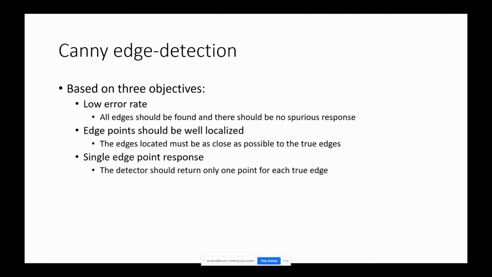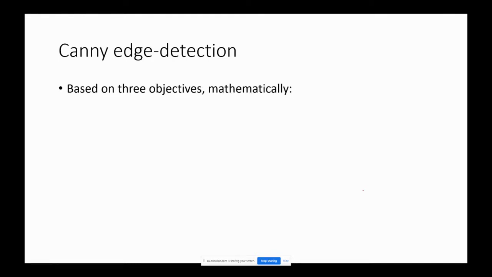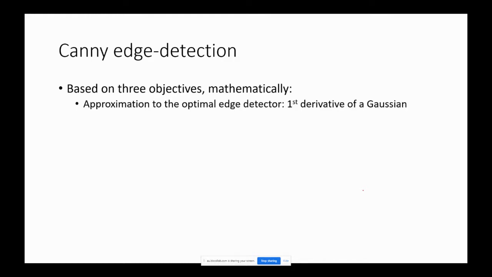So let's go back to the Canny edge detection. It's based on three objectives: finding a low error rate, finding points that are well localized, and getting a single edge response, meaning that the detector should return only one point for each true edge. And the idea of Canny was to make these three objectives mathematically sound.